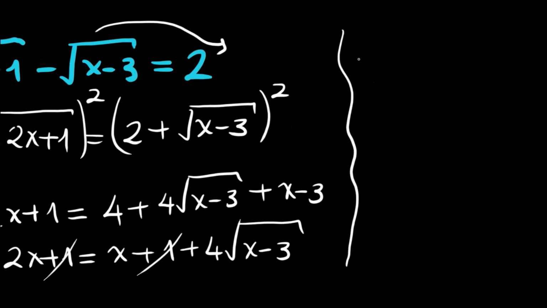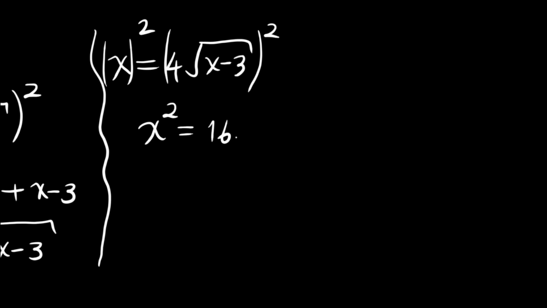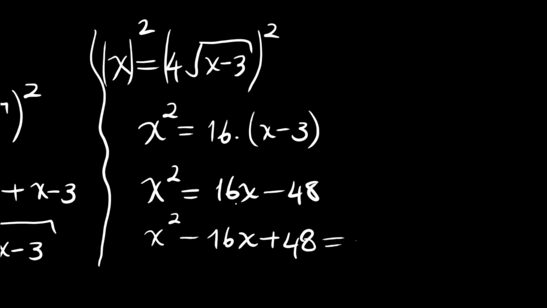X is equal to 4 times root x minus 3. Now we will square both sides again and write x squared is equal to 16 times x minus 3, which is x squared is equal to 16x minus 48. And we can write this as x squared minus 16x plus 48 is equal to 0.